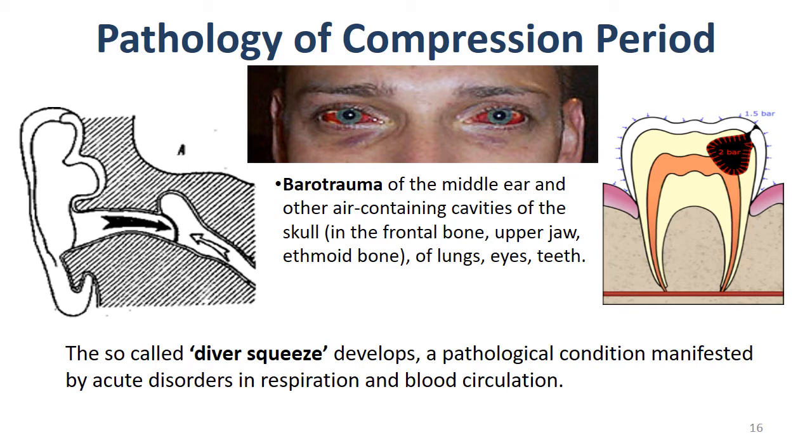Pathology of compression period. They are barotrauma of the middle ear and other air-containing cavities of the skull, in the frontal bone, upper jaw, ethmoid bone, and of lungs, eyes, teeth. The so-called diver squeeze develops, which is a pathological condition manifested by acute disorders in respiration and blood circulation.